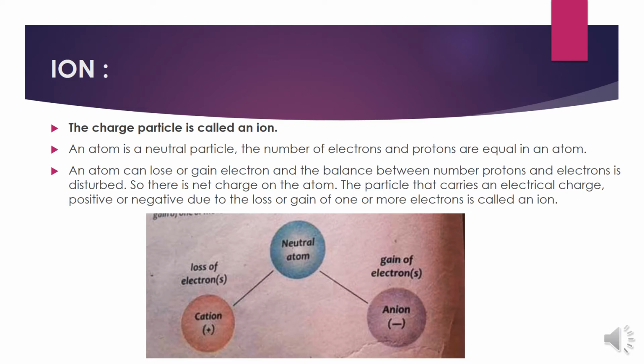If it loses electrons, then it will form a cation, the positively charged particle, and if the atom gains electrons, then it will form an anion, the negatively charged particle, because after gaining electrons, the electrons become more than protons, so the net charge on the atom will be negative. Is it clear?